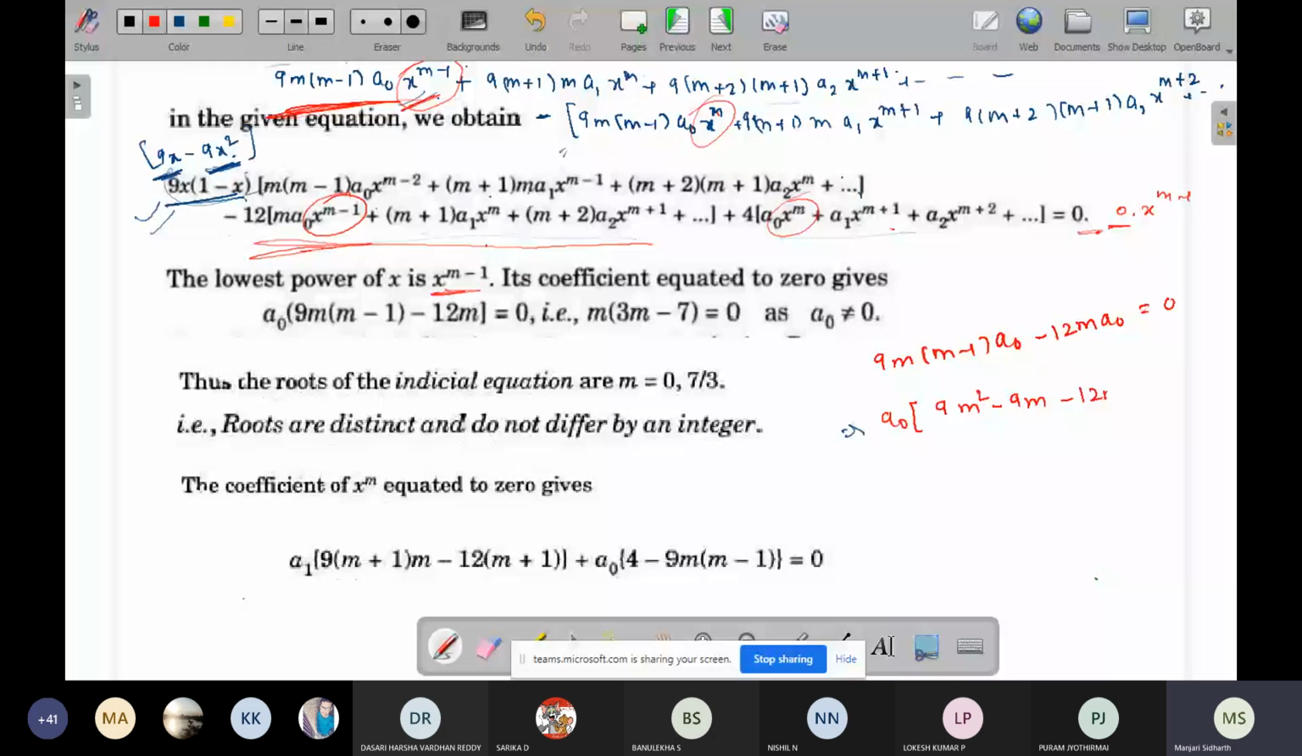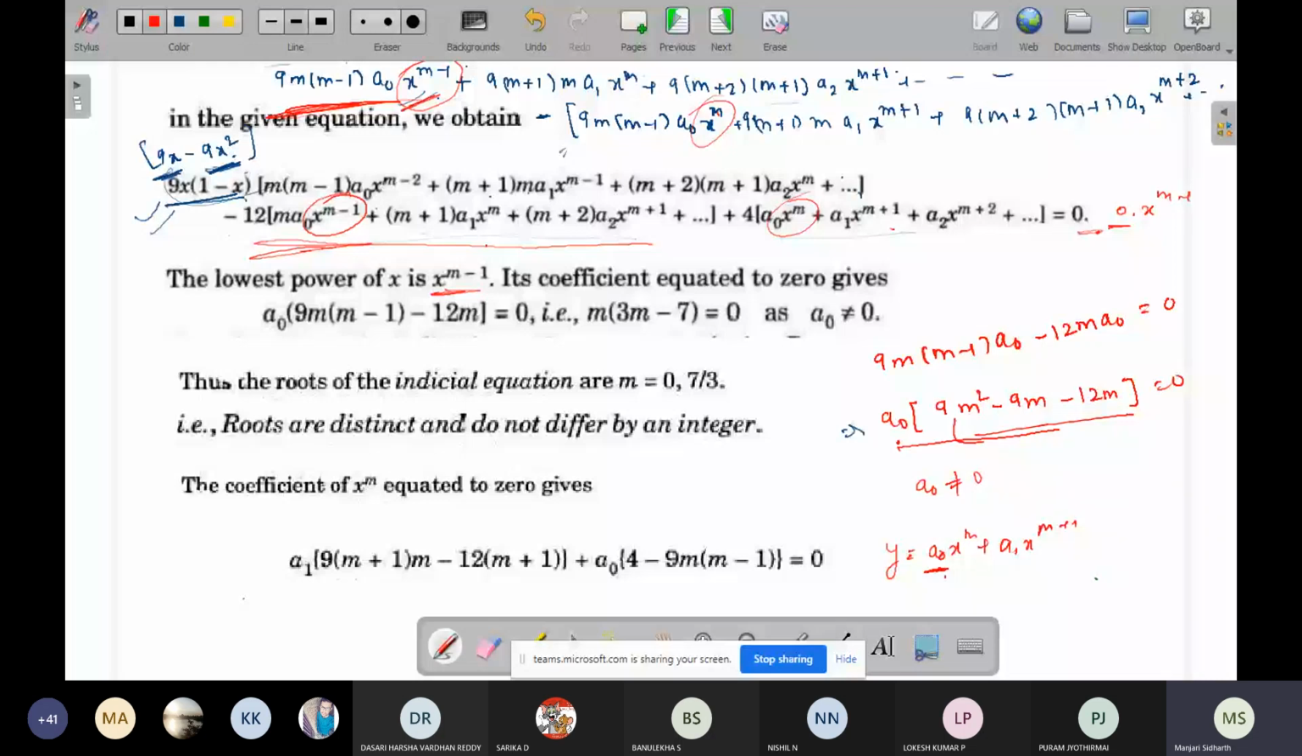Now product of two terms are 0. Either this 0 or this 0. A naught cannot be 0 because we have assumed the series a naught x power m, a1 x power m plus 1. The starting term of the series in the assumption cannot be 0 because this series starts itself from a naught. When we find some other coefficient like a2, a3, they can be 0, but a naught, first term of the series, not for every series I am talking about, the assumed series, can't be 0. So a naught cannot be 0, that means this has to be 0.